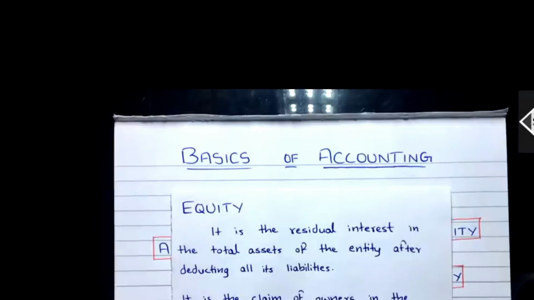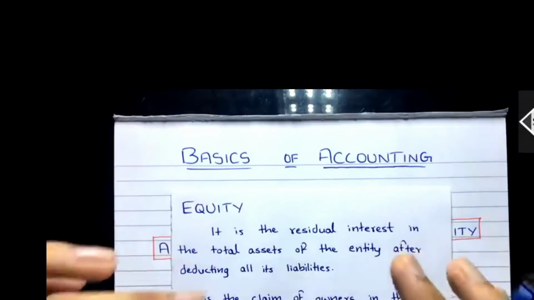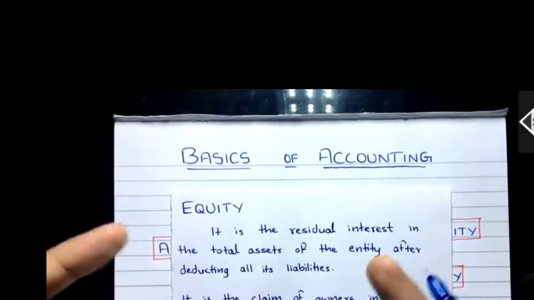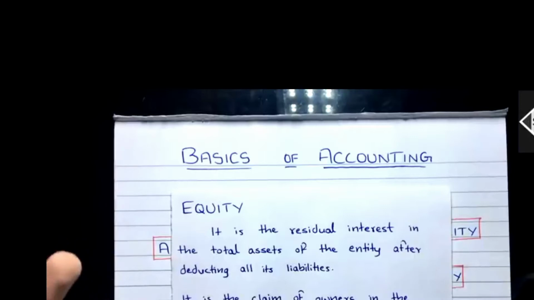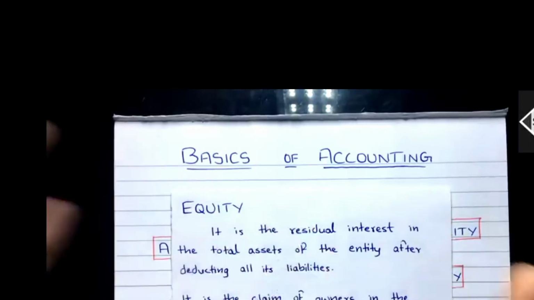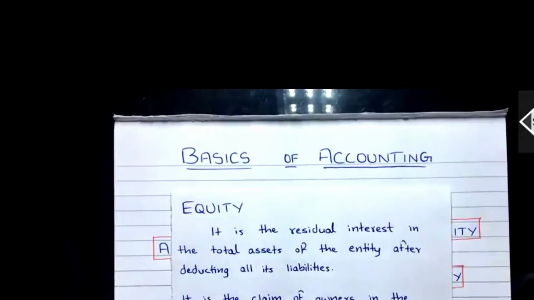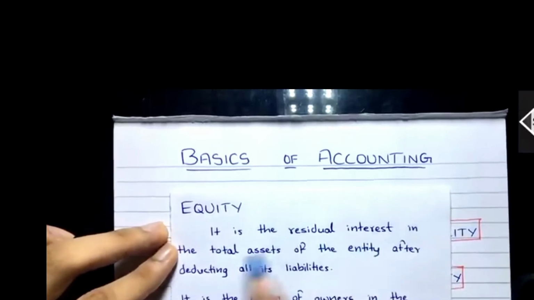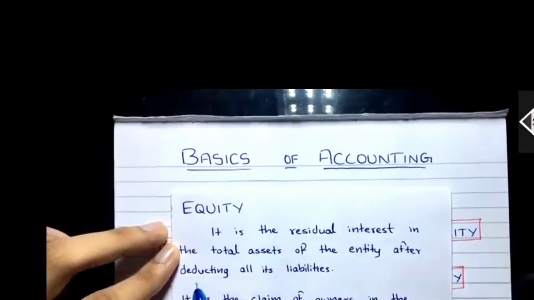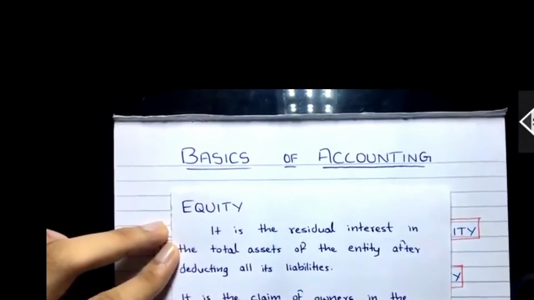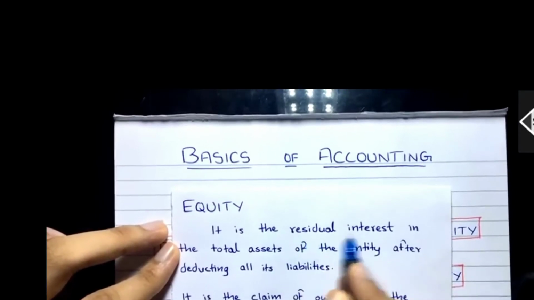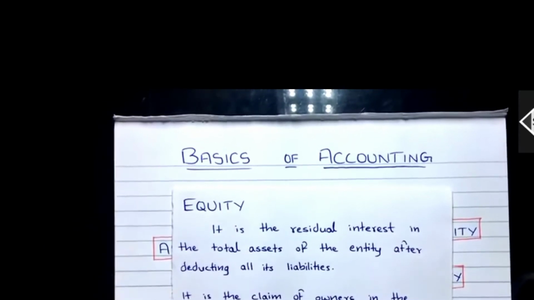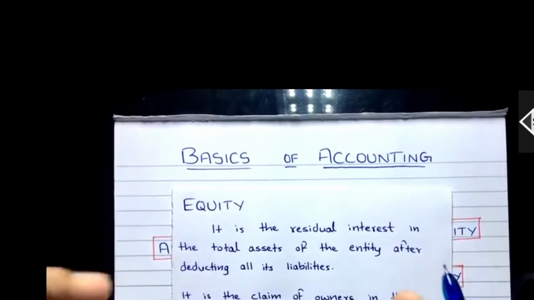It's just different names, but the concept, rule and meaning are the same. Whatever money that is brought in by the owners of the company, that's called capital. Either it's just capital or equity share capital or preference share capital. Simple as that. Don't worry. See the technical definition over here. It is the residual interest in the total assets of the entity after deducting all its liabilities. So why is it called residual interest? Because the owners, what do they get? They get whatever is left. Whatever that is left, that is what they get.